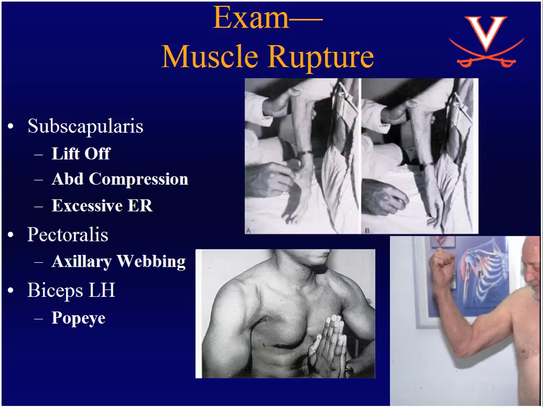Well, subscaps, as we already talked about, have a positive liftoff sign, shown here. They also may have the belly press test or abdominal compression test. If they can't get their arm back there, they can't maintain that when they're pushing their body, also called the Napoleon sign. And then a subtle thing, but important, is that somebody who has a subscap tear may have more external rotation on that side than the other side because they don't have the restraint of the subscap. If you have a pectoralis injury, you may have axillary webbing, as shown in this gentleman right here. And, of course, we're all familiar with the Popeye sign, consistent with a biceps rupture.